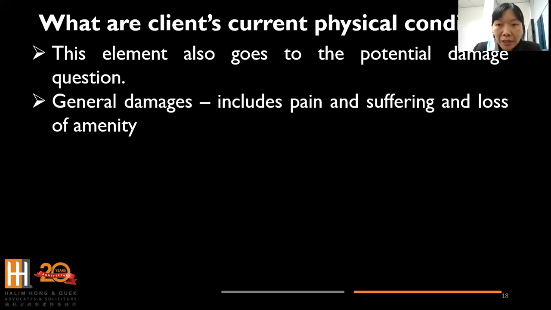Because of the injury, you cannot use, let's say, the car. The car is out of use for 2 weeks for repair. So these are loss of amenity, which are included in the general damages. But general damages, as you know, you have to prove. So that's where you have to ask the client what the condition is, and ask for the medical expert and the medical report. Next slide.